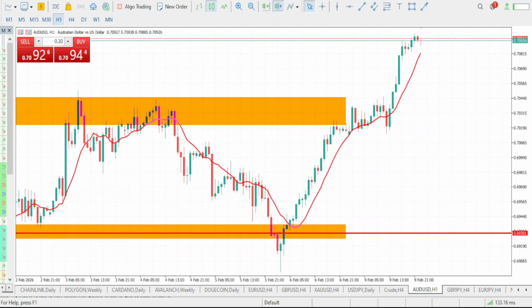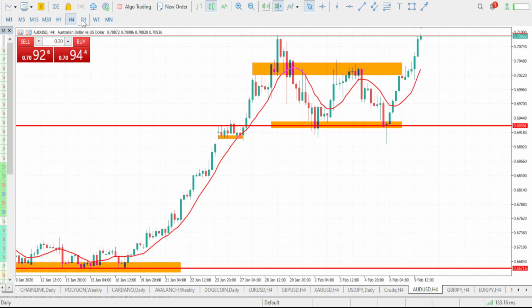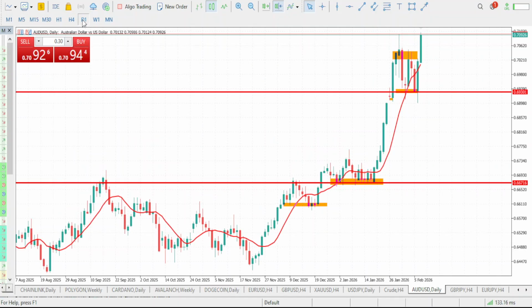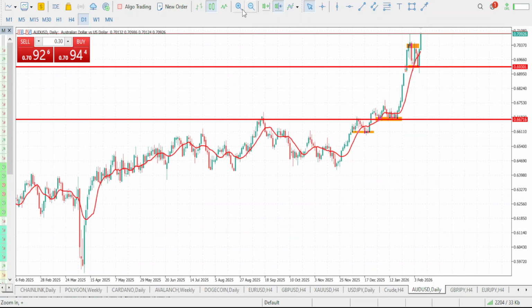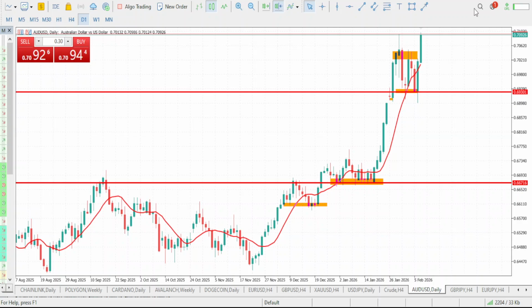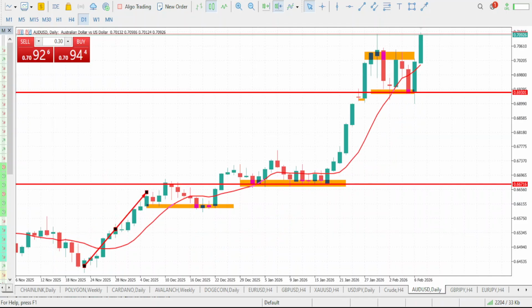So let's start with our trend on AUDUSD. If you zoom out on our daily time frame, it is very clear that AUDUSD is in a bullish move. We can see a movement to the upside. Now let's start with this movement right here. This is our first high that AUDUSD did give us, right?